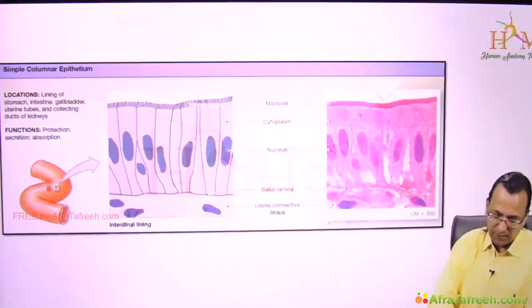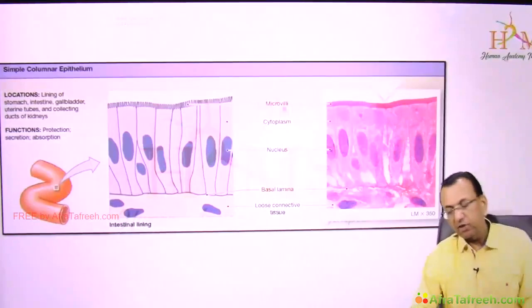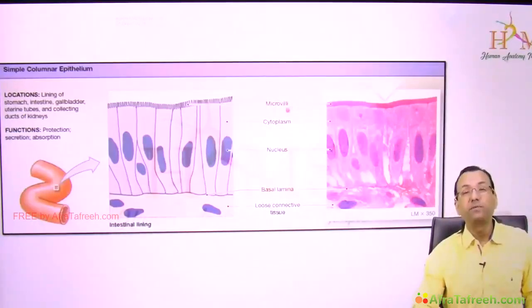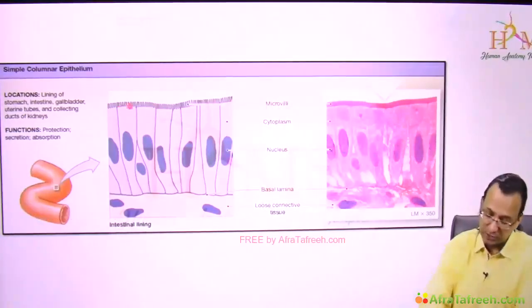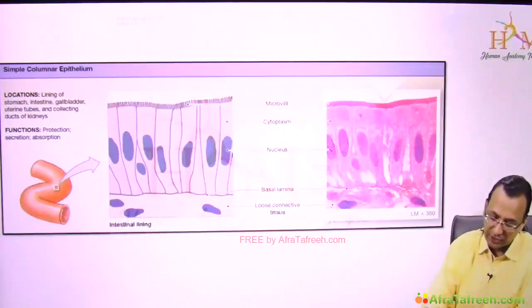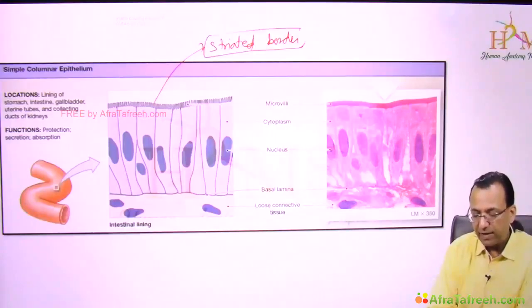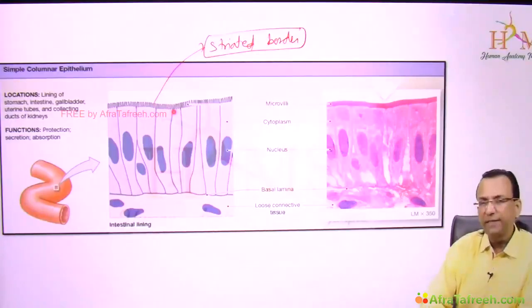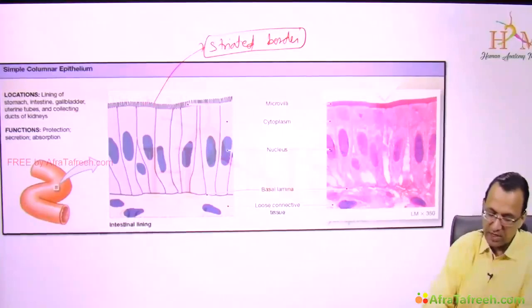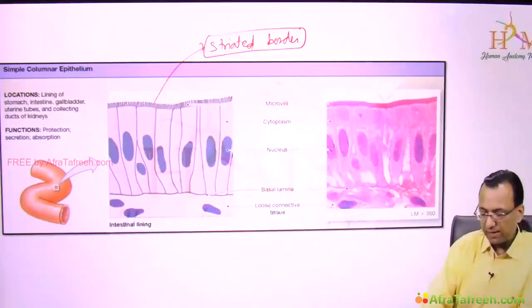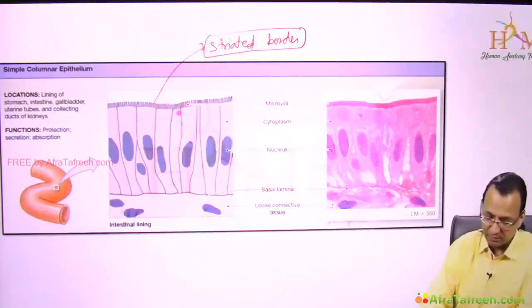So stomach, intestine. What kind of epithelium is there in the small intestine? Actually, there are microvilli to increase the surface area of absorption, and they are regularly arranged. Because they are regularly arranged, they are called a striated border. So the striated border is there in the small intestine. Yes, regularly arranged microvilli give a striated border to increase the surface area of absorption.